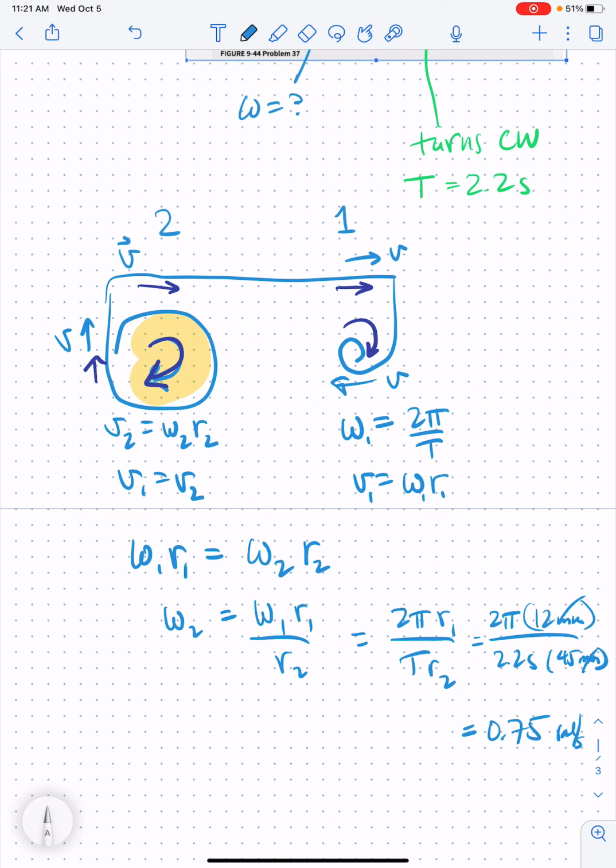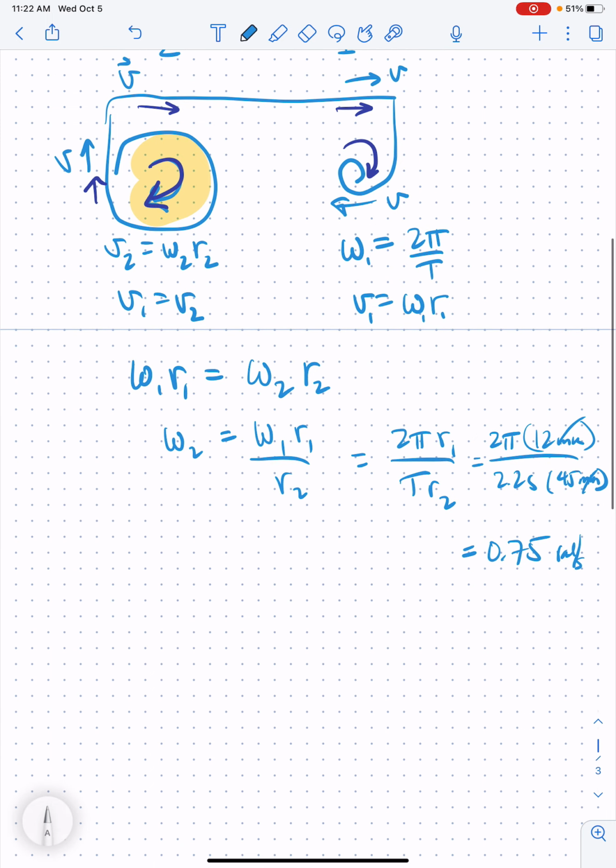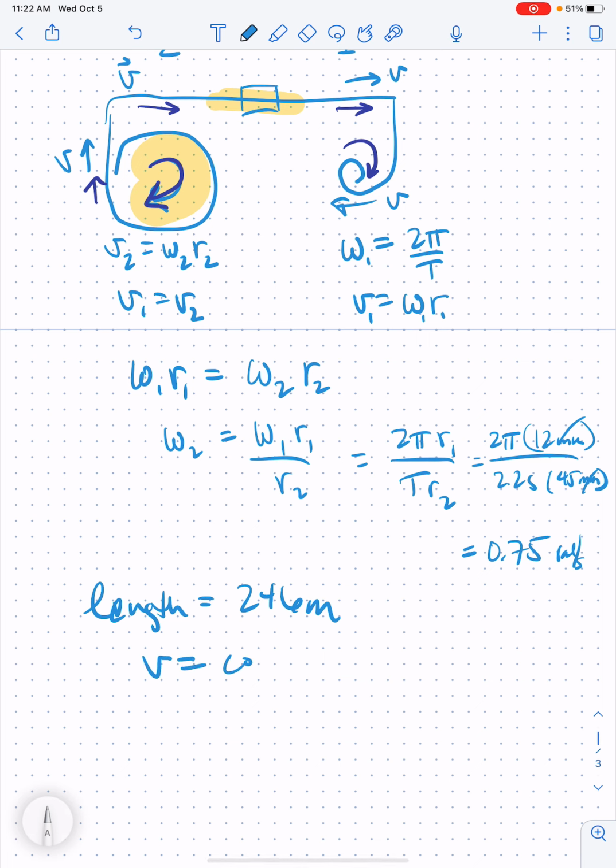And then the second part of this question, if we scroll back up, was how long is the movie, okay? And we know that the length is 246 meters. So here, the total length of the tape is 246 meters. And as we talked about in class, that needs to go through at a steady linear speed, because up here at this part of the tape, there's a reader that's reading this part of the tape and projecting it to your TV. And so the tape should go through there at a steady speed the whole time. If it doesn't, then your movie's going to look really weird. Right? So it's going to be constant.